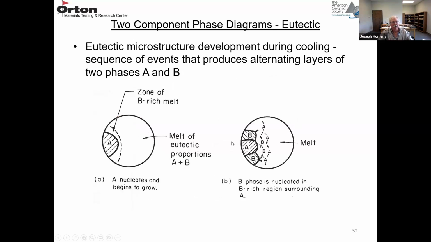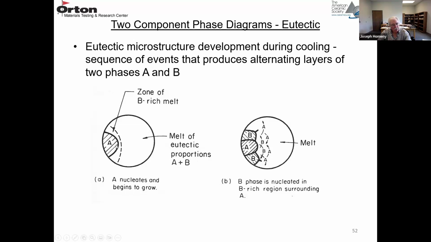And why does this microstructure form? How do we get a eutectic microstructure? There's a sequence of events that produce this alternating layer structure of the two phases A and B. So we have our liquid melt. It has the right proportion of A and B to be at the eutectic. So A nucleates and crystallizes. And then, so this is 100% A.